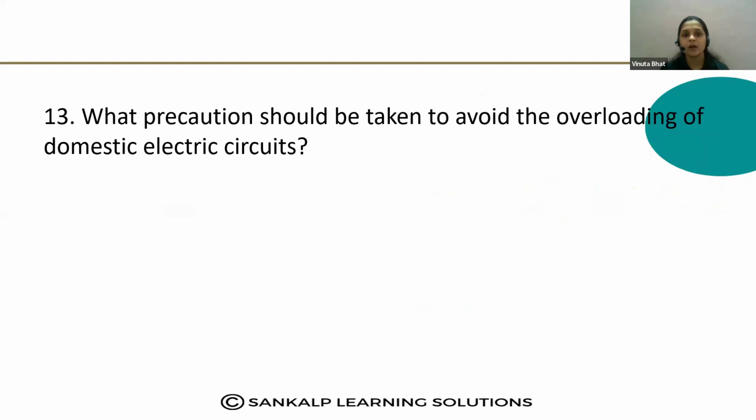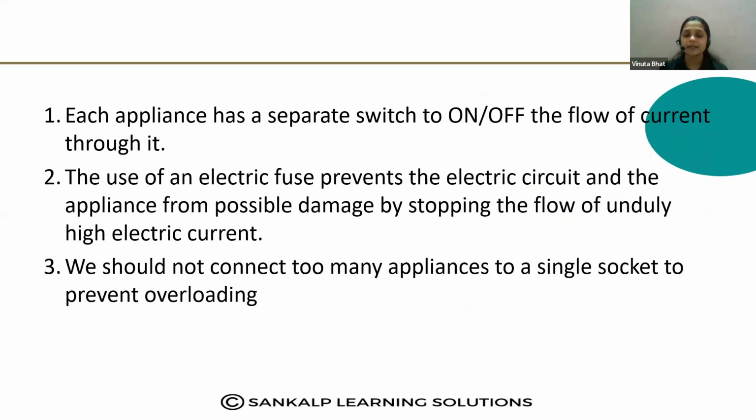Next question. What precautions should be taken to avoid the overloading of the domestic circuit? So already we have solved this question. Here we should not connect too many appliances. Each appliance has a separate switch to turn on and off the flow of current through it.